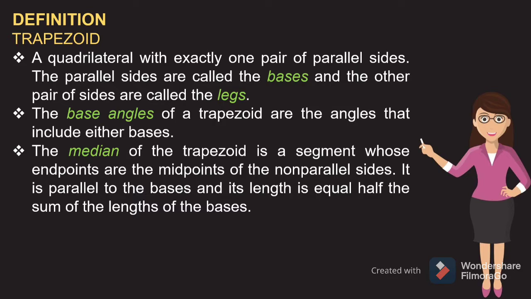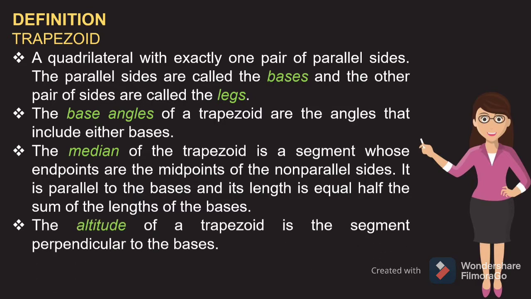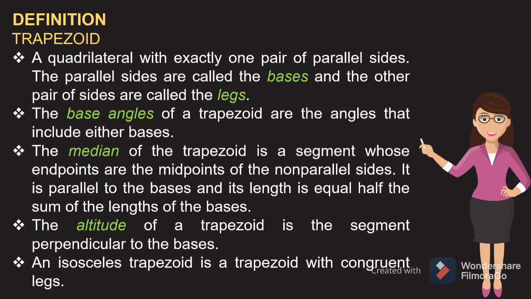It is parallel to the bases and its length is equal to half the sum of the lengths of the bases. The altitude of a trapezoid is the segment perpendicular to the bases. Last, an isosceles trapezoid is a trapezoid with congruent legs.